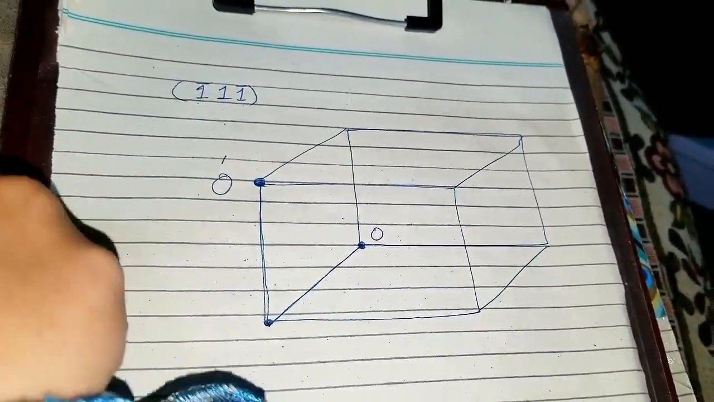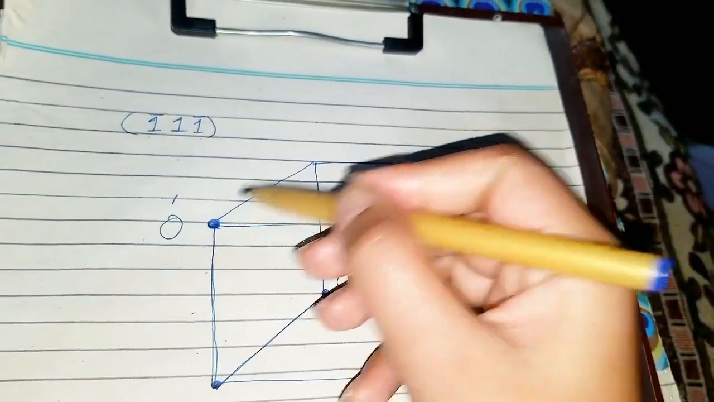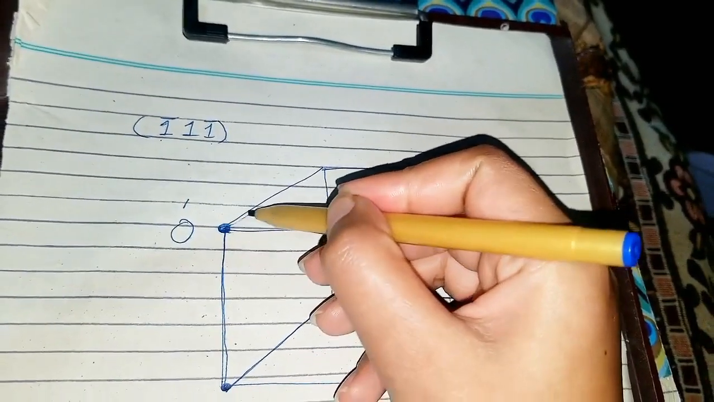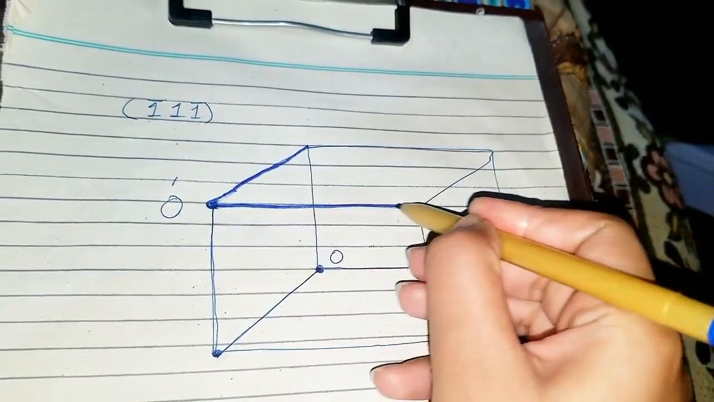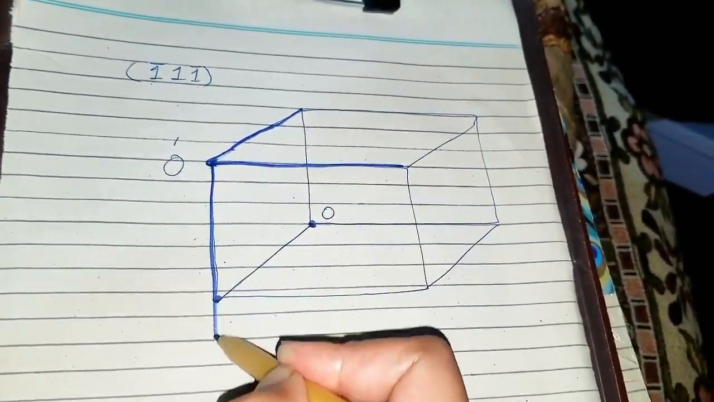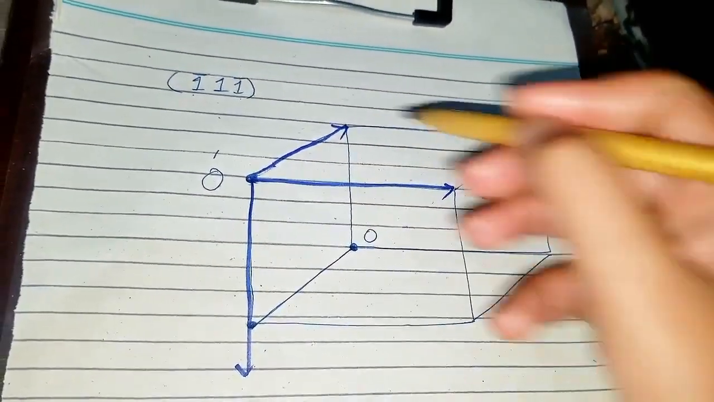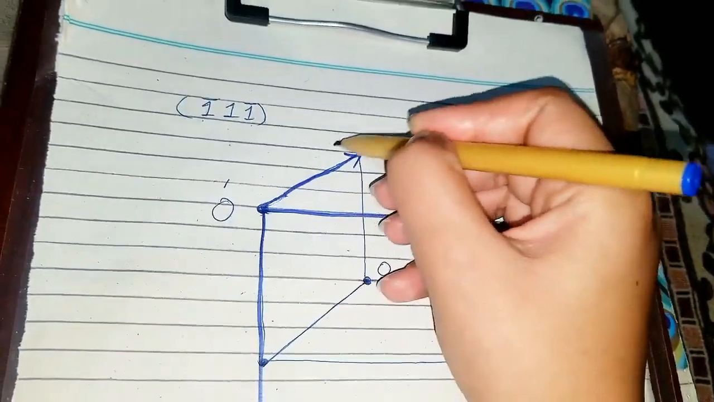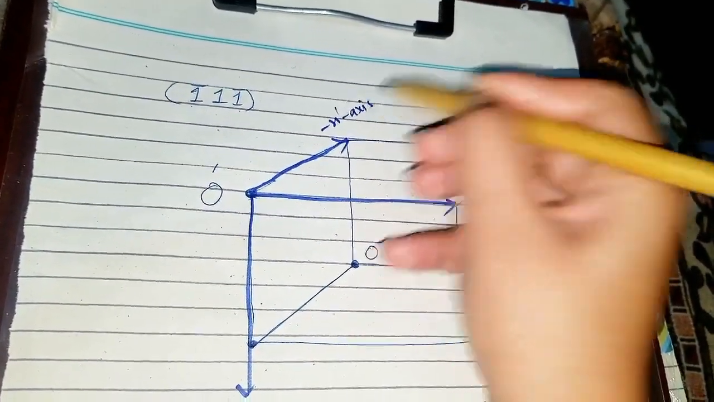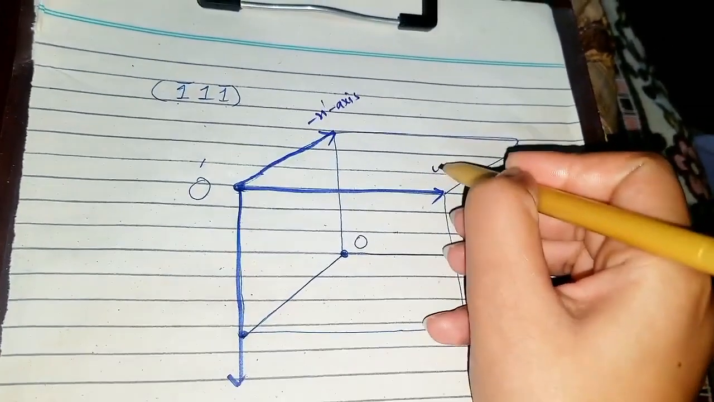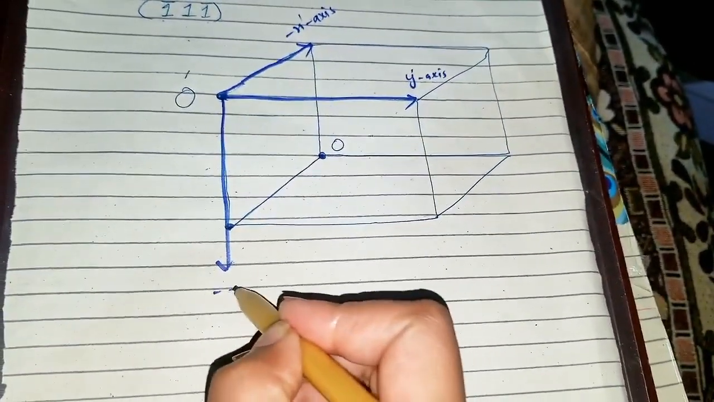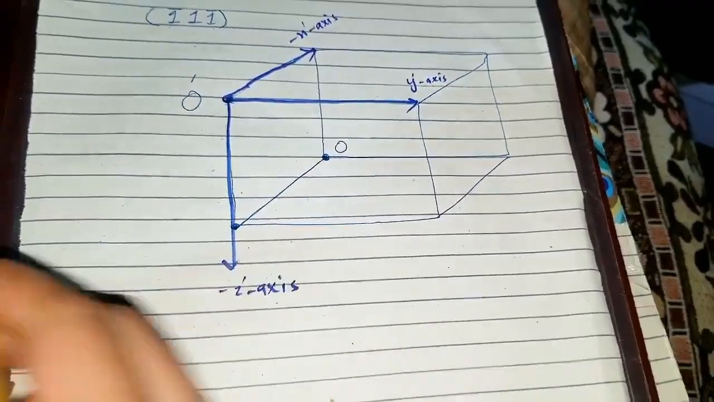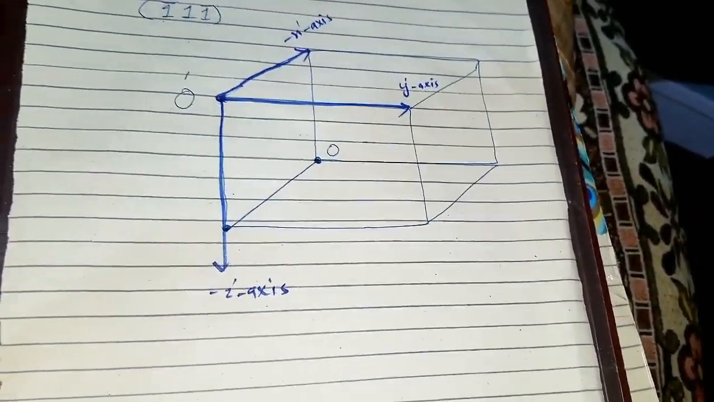And let us now draw the axis lines, and they are the 3 lines that are joining this point. These lines joining that origin point are the axis lines. So this one line is the negative x prime axis, this one line is the positive y prime axis, and this one line downward is the negative z prime axis.